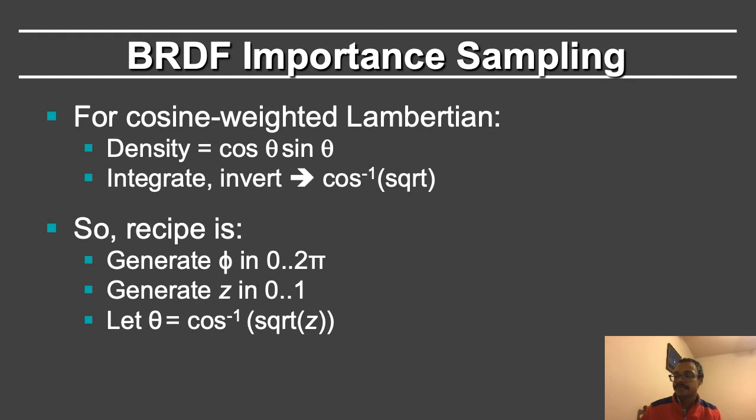So the recipe is simply generate phi in 0 to 2 pi, take your uniform random number generator between 0 and 1, multiply by 2 pi, then generate z in 0 and 1, that's again your uniform random number generator, but then theta is equal to cos inverse square root of z.